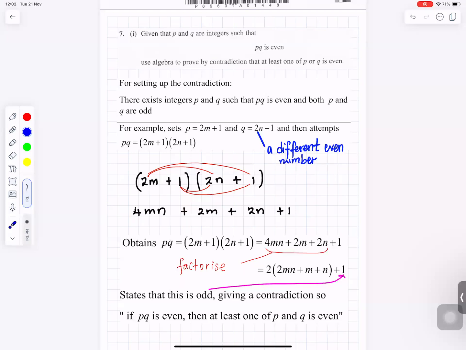And then we need to factorize. There's a 2 here, a 2 here, a 2 here. 2 comes out of the bracket, 2 times this thing there. Anything multiplied by 2 is an even number. And when you add 1, it gives you an odd number. So we state that this is odd, giving a contradiction. So if pq is even, then at least one of p or q is even.